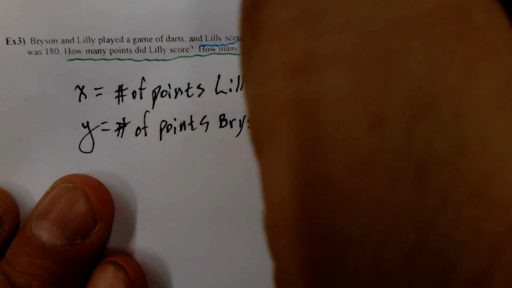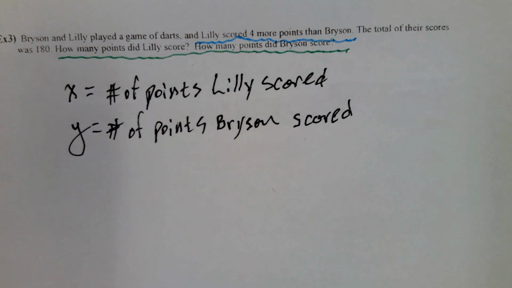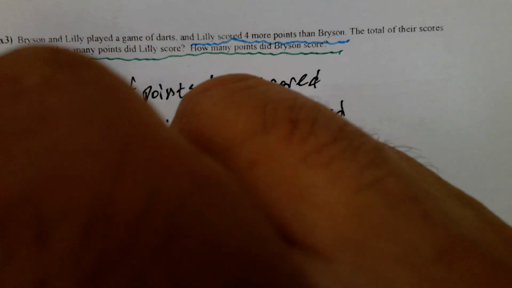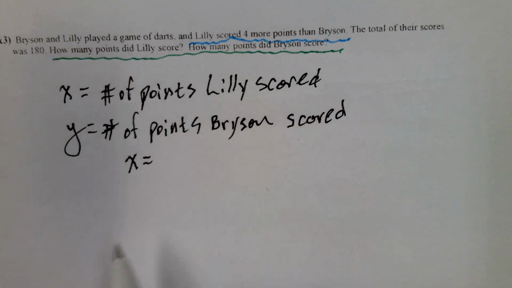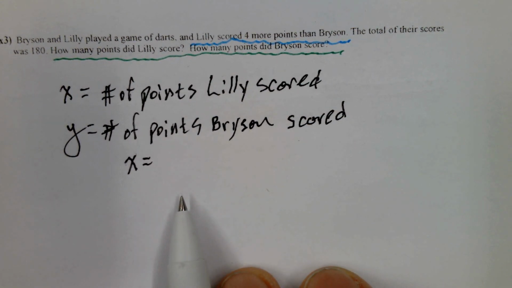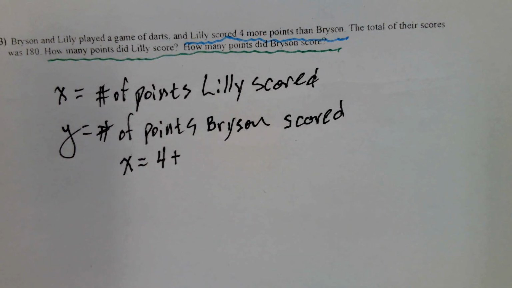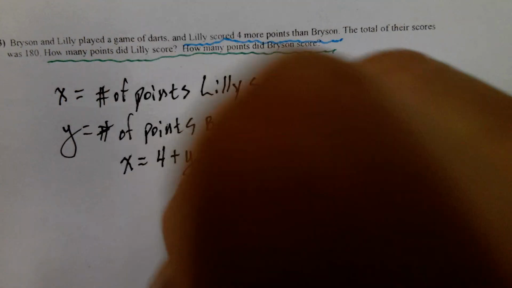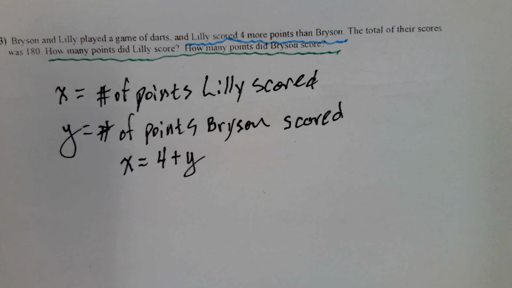Let's see. I see here it says Lily scored 4 more points than Bryson. What does 4 more mean? Are we adding, subtracting, multiplying, or dividing? Plus. Okay. So who scored the most points? Lily did. So it's going to be X equals again. The points that Lily scored is 4 more than Bryson. So someone said 4 plus. 4 more than Bryson. And what are we using to represent Bryson? So X equals 4 plus Y.